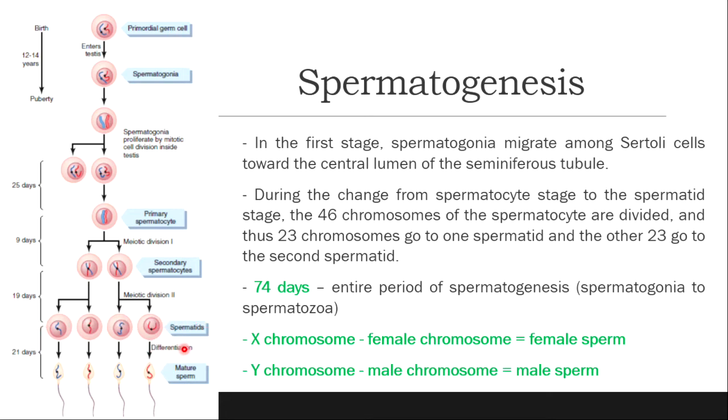differentiation. So, ito na yung sinasabi kong formation ng spermatids natin to the mature sperm. Ang nangyayari kasi dito, yung haploid cells na to, wala pa siyang tail.